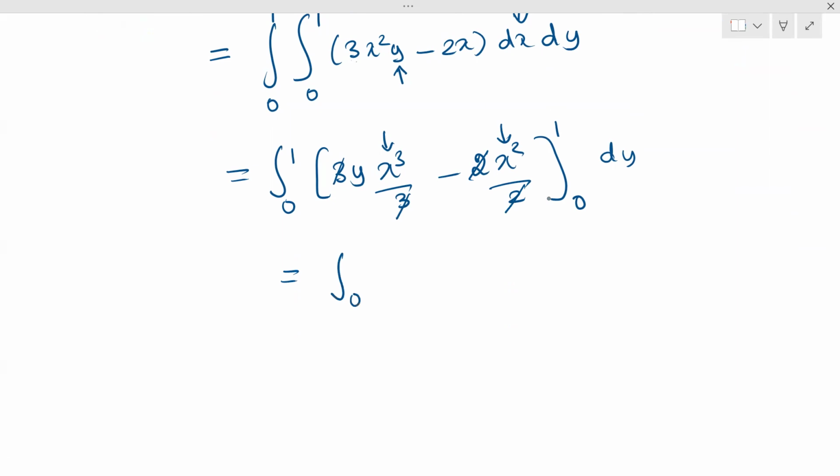So for 0 to 1, when we apply the upper limit x equal to 1, we get y minus 1. When we apply the lower limit, both terms are 0. So y minus 1 dy. So the inner integration is over. Now we go for the outer integration with respect to y, from 0 to 1. Y integration gives y square by 2 minus y.